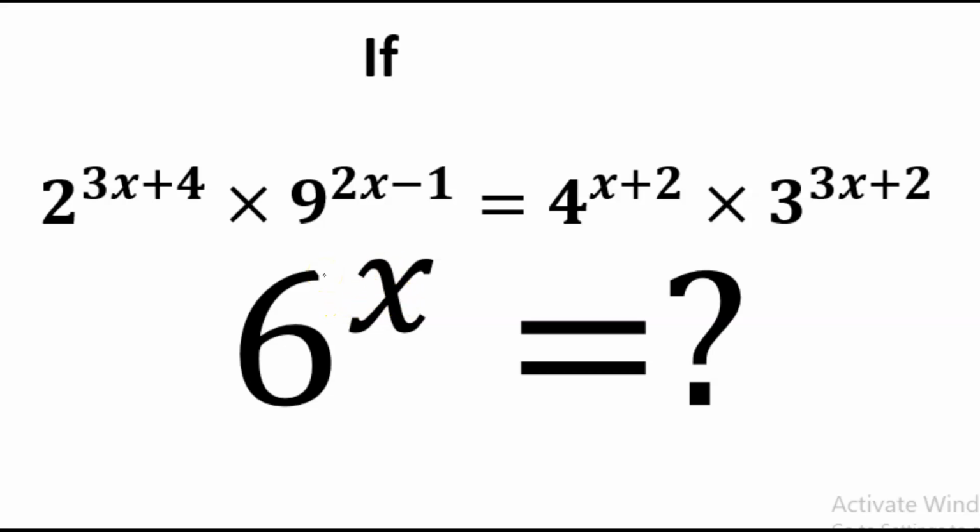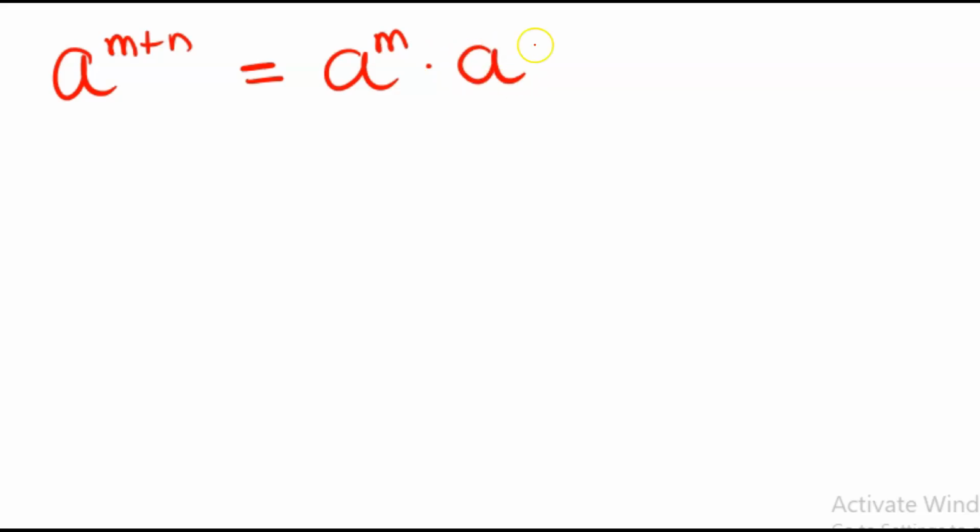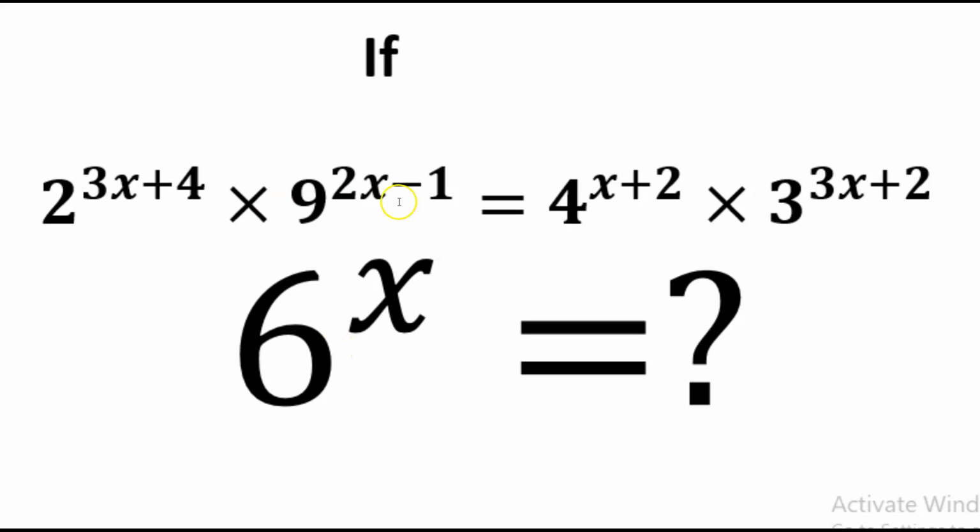So let's see how we are going to do this. From one of the laws of indices, a raised to the power m plus n is the same as a raised to the power m times a raised to the power n. And this is what we are going to use to simplify this one.